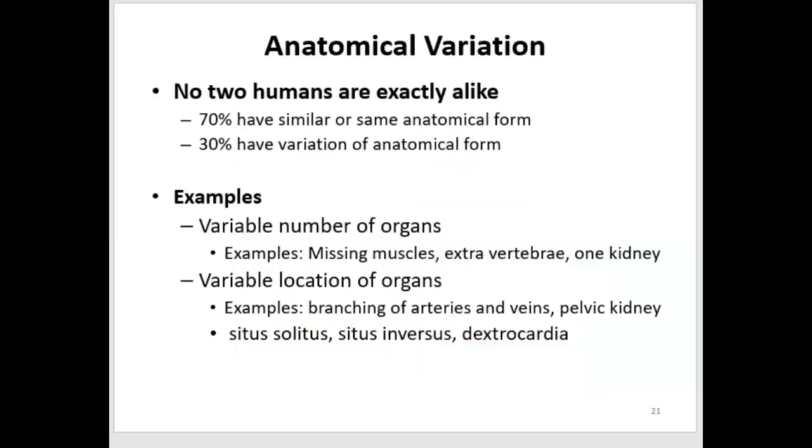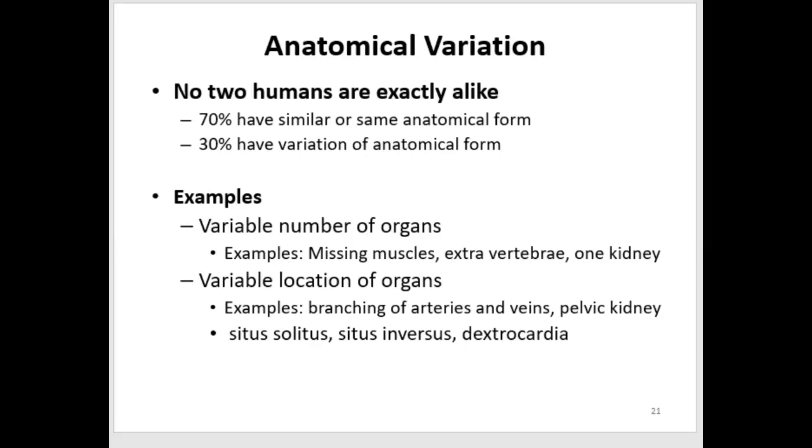Now, the last topic for this particular introductory lecture is about how anatomy varies between humans. No 2 humans are exactly alike. Generally, 70% of humans have a similar or same anatomical form, but there are variations in certain regions of the body, and 30% of the population will have a variation of some sort. And I'd like to just show you a couple of examples.